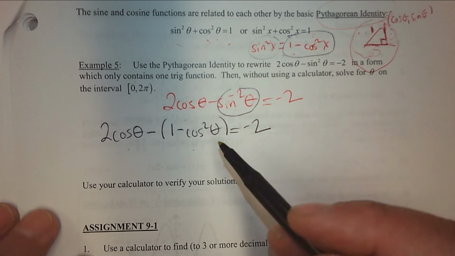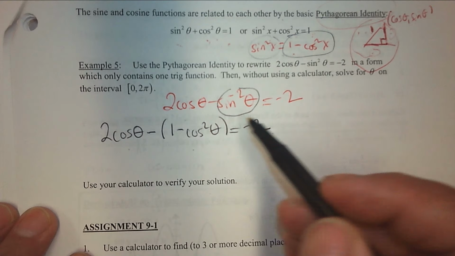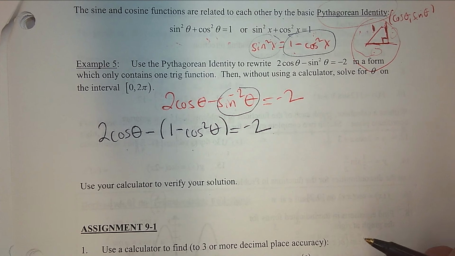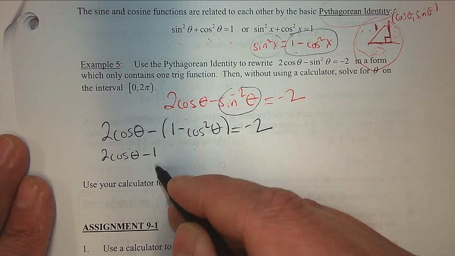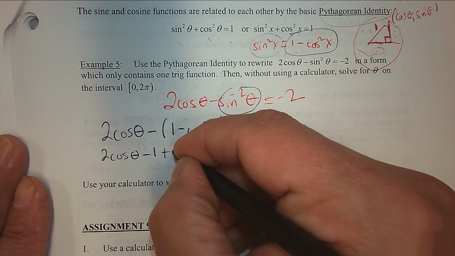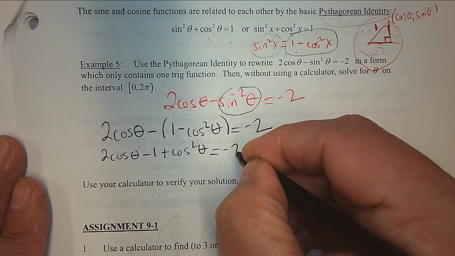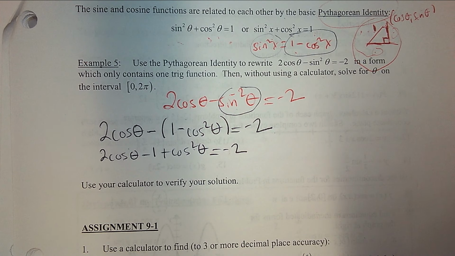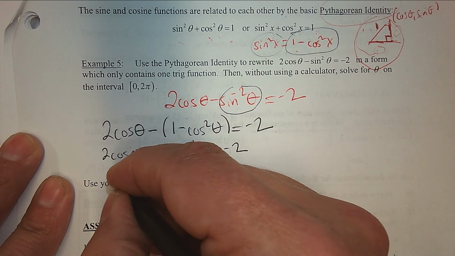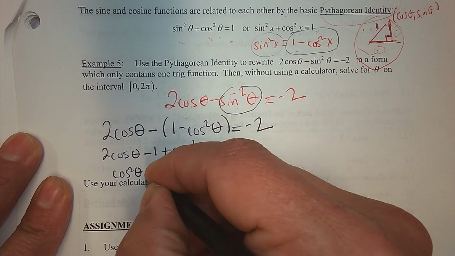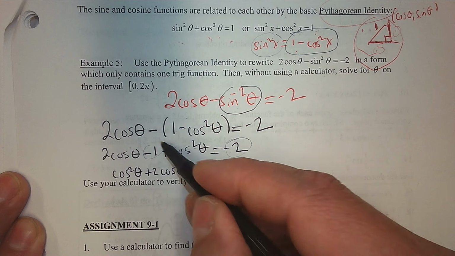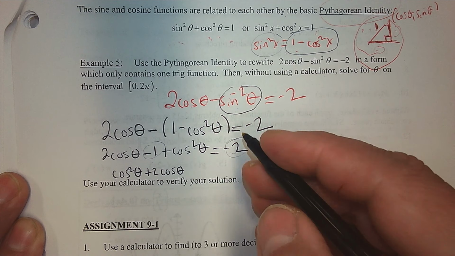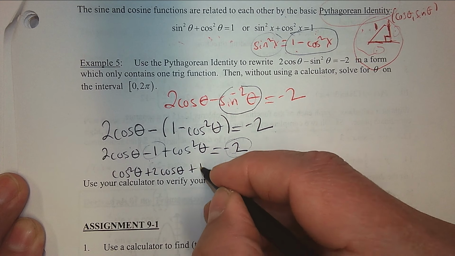So what do I recognize? Well, one thing I recognize is that it's a quadratic equation because of the squared. I'm going to distribute and make it equal to 0. So let's distribute. Negative times 1 is negative 1. A negative times a negative is positive cosine squared theta, and that's equal to negative 2. I want to rearrange this equation to make it equal to 0. So I'm going to have cosine squared theta first, then plus 2 cosine theta, and then I have negative 2 and negative 1. So I'm going to add 2 to make it equal to 0.